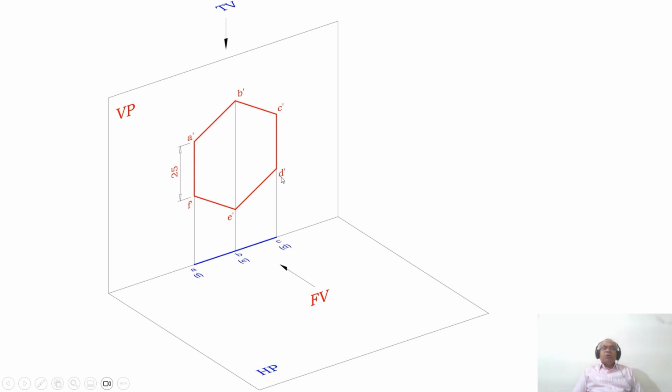And what is the position of this lamina with respect to both HP and VP? The lamina is parallel to VP and perpendicular to HP. Since the lamina is perpendicular to HP, in HP you get a line. As we look from the top view, A dash B dash C dash is near to the observer, so ABC is visible, and D dash E dash F dash is away from the observer, so it is in brackets. And here, all the sides are resting on VP.